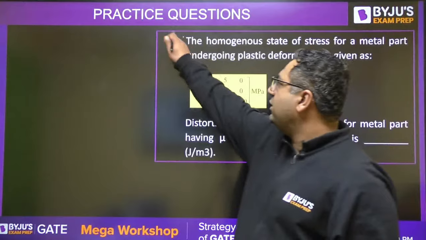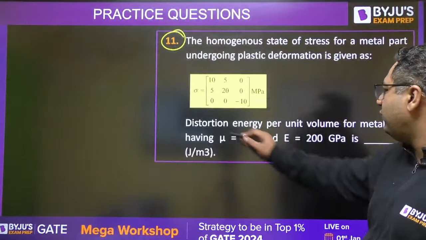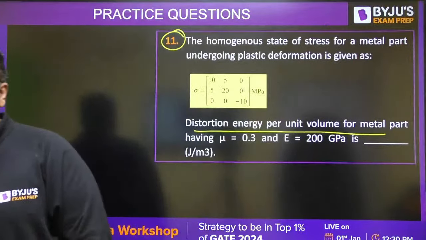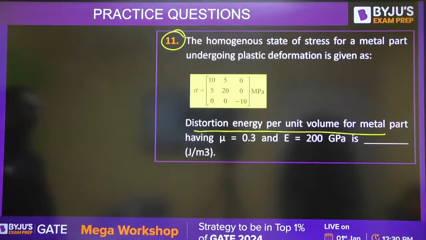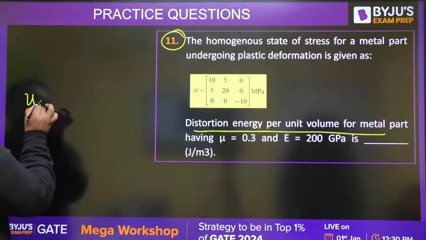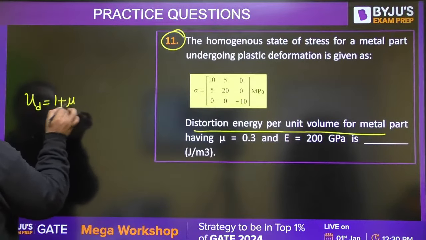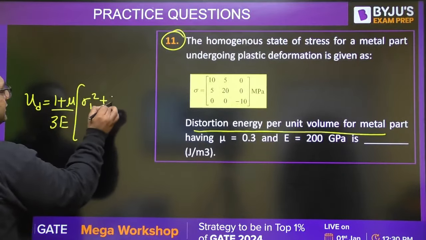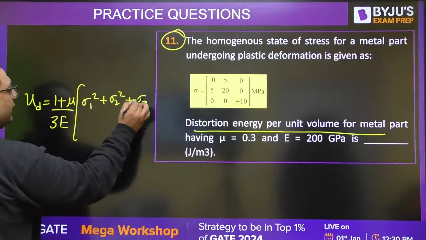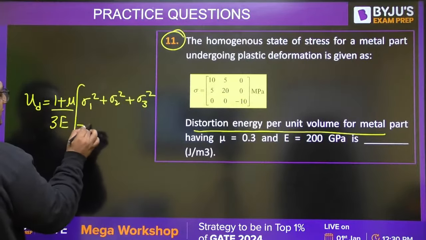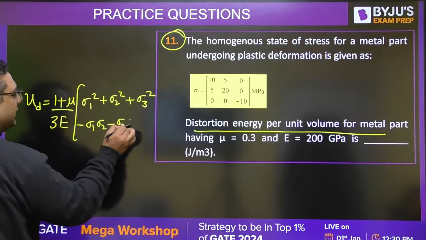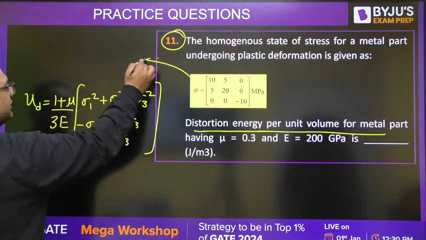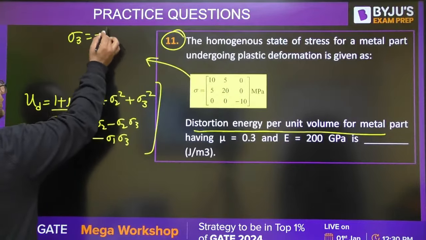Moving to question number 11. This time you need to find the distortion energy per unit volume. You are given a stress tensor. So you know that distortion energy is given as (1 plus mu) upon 3E times (sigma 1 square plus sigma 2 square plus sigma 3 square minus sigma 1 sigma 2 minus sigma 2 sigma 3 minus sigma 1 sigma 3). And from this, you are clear sigma 3 is minus 10.